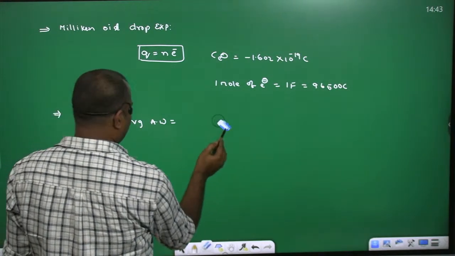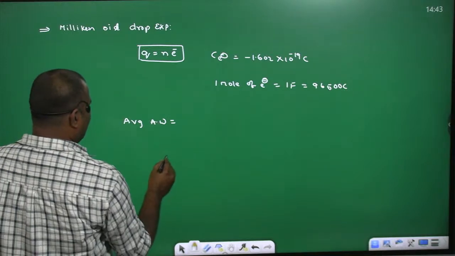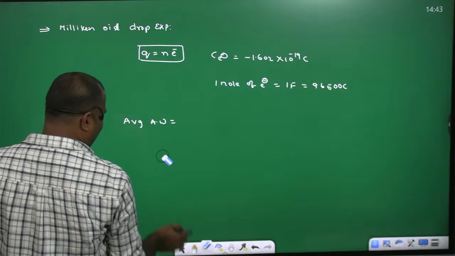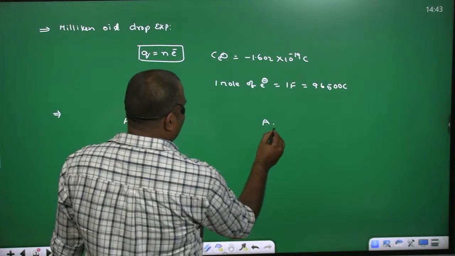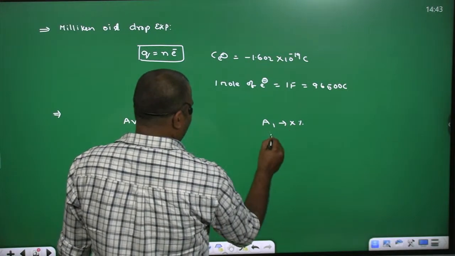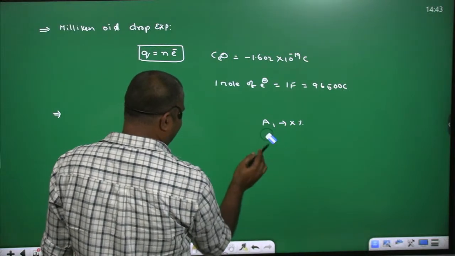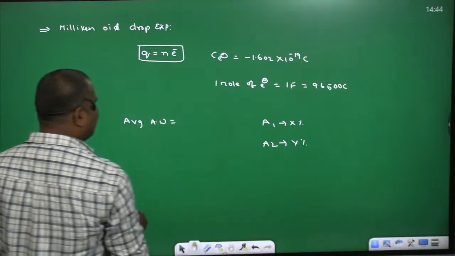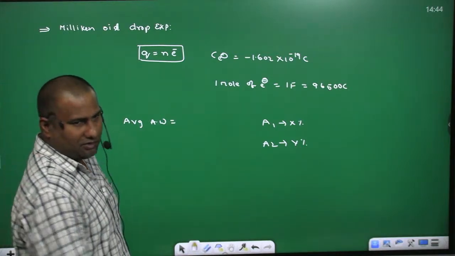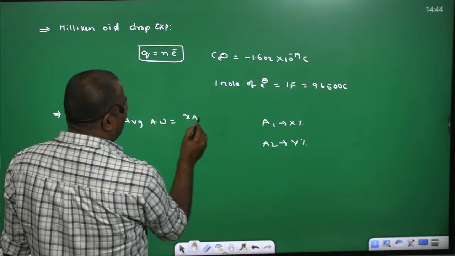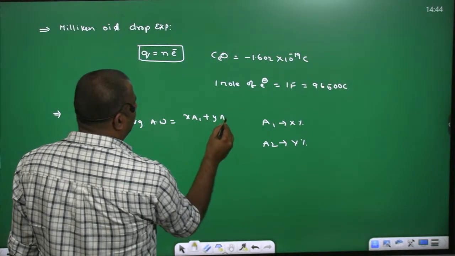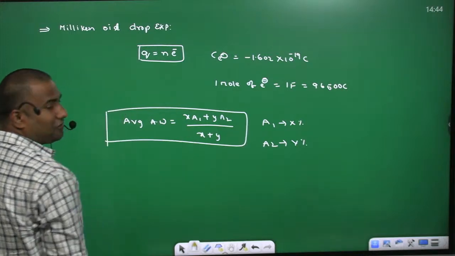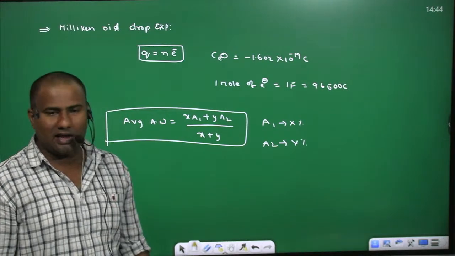For example, we can have with Z1 or atomic mass, we are going to concentrate as A1 X percentage, or A2 you can say, different atomic weights, A2 Y percentage. Then how do we write? Average atomic weight equal to, the simple thing, X A1 plus Y A2 whole by X plus Y. This is the average atomic weight of a given element or a given atom.